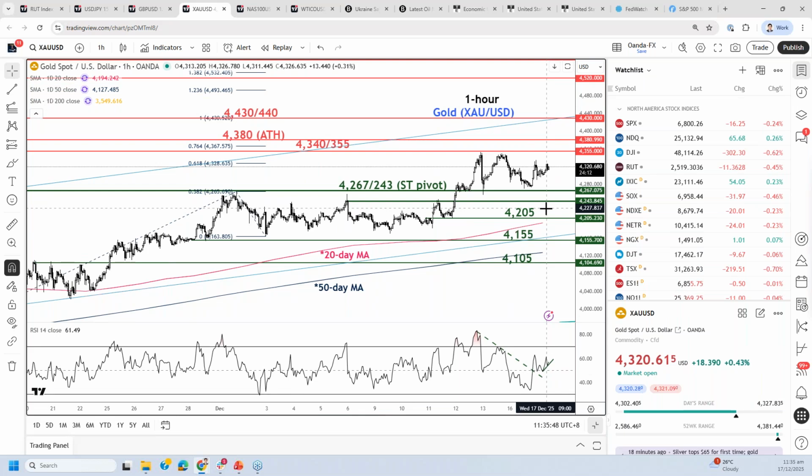Only a bearish breakdown below 4,243 will invalidate our bullish bias view to kickstart a minor corrective decline towards 4,205, maximum 4,155, which is in confluence with the rising 20-day moving average, and 4,155 is the lower boundary of this medium-term ascending channel. All right, so that's for gold XAU/USD.